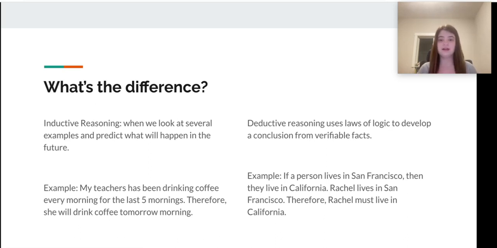Now, deductive reasoning, on the other hand, uses laws of logic to develop a conclusion with verifiable fact. And we'll get into that later because the main types of deductive reasoning that we care about in this course are law of syllogism and law of detachment, which we will get into later today. So, an example of this is if a person lives in San Francisco, then they live in California. For those of you who aren't familiar, San Francisco is a big city in California. Those of you in California probably think that's very obvious, and you know that since you were two.